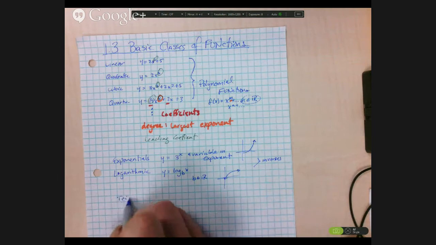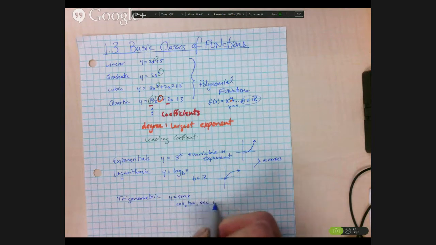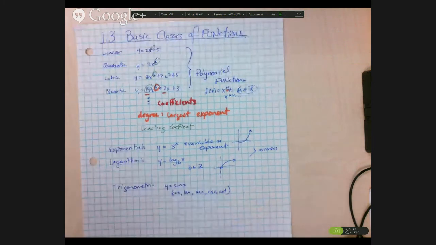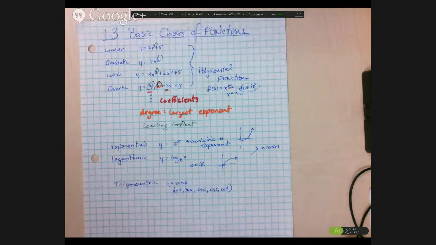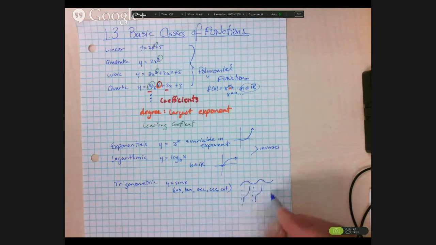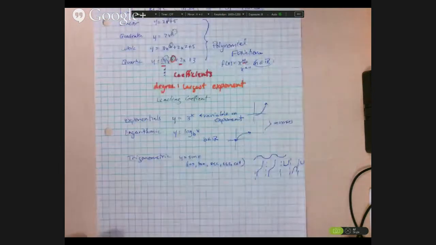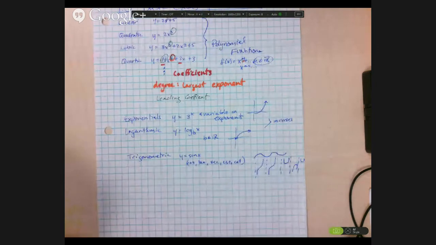Trigonometric you also know. So y equals sine x, and you can also include cosine, tan, secant, cosecant, cotangent in that. Many of the graphs look like this or like this. One of them also looks like this. So you'll learn all that. Just giving you a primer here. A few you might not know.